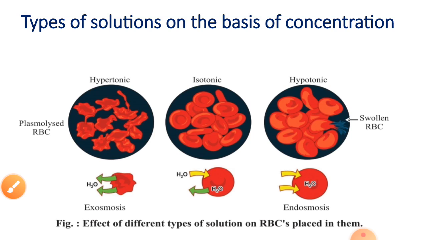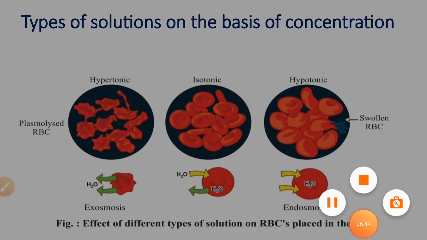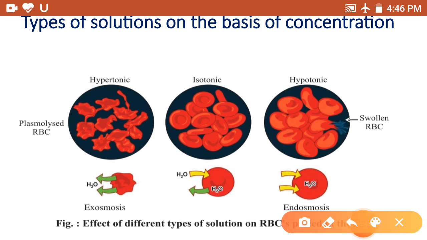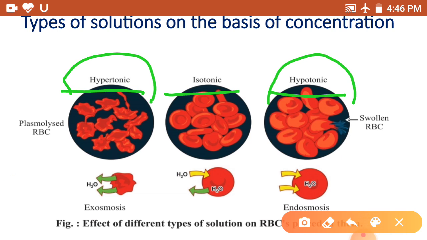The types of solution on the basis of concentration and their effects on cells we can understand with the help of plasmolysed RBC cells. Here we can see three types of solution. First is hypertonic, isotonic and hypotonic. This is the hypertonic and this is the hypotonic.